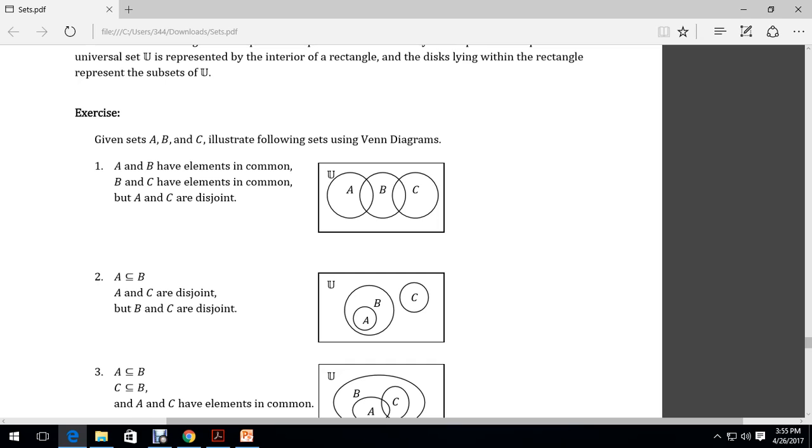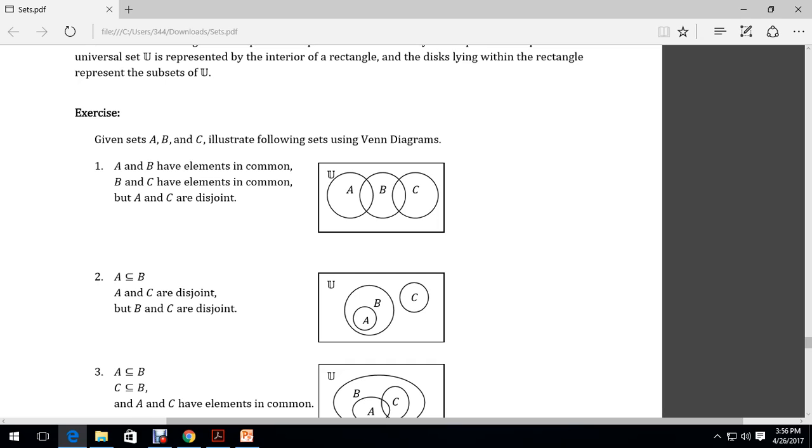The second condition is B and C have elements in common, and the third condition is that A and C are disjoint. Again, disjoint means that A and C have no common elements. Therefore, in order to illustrate these three conditions using Venn diagrams, we have the following illustration. A and B have common elements, so they have an overlap. B and C have common elements, so the drawing should have an overlap. A and C are disjoint, so they are separated in a way that they have no overlap.